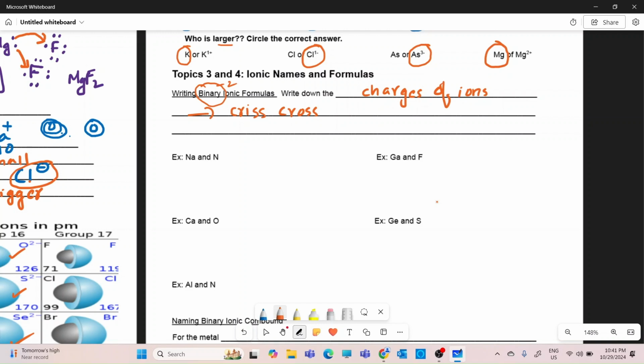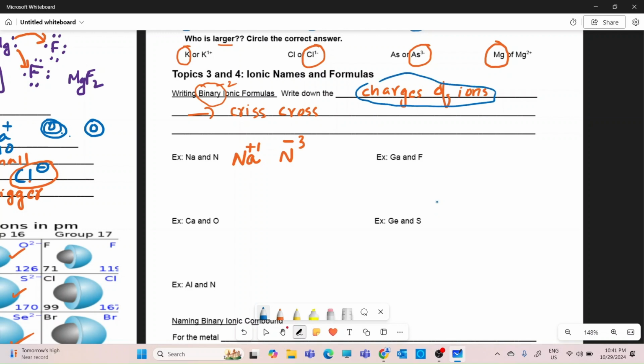So you are going to write the charges of ions. Here sodium, the charge is group 1, so plus 1. And nitrogen, it is group 15, 5 electrons, gaining 3, so minus 3. Okay, that is the first step. You are going to write the charges. We already wrote the charges.